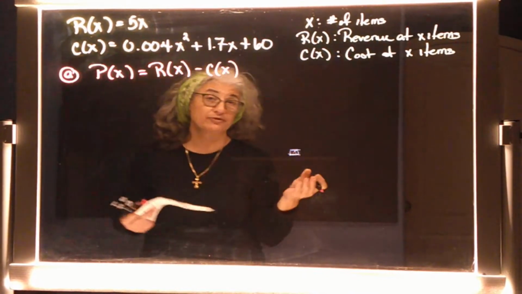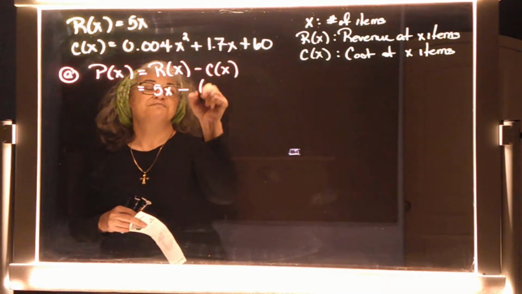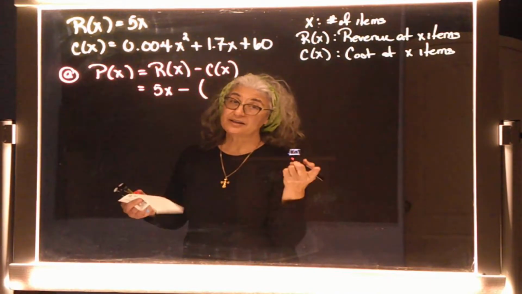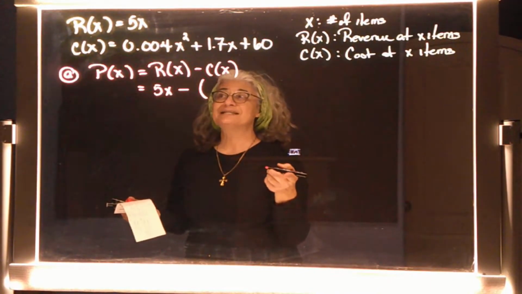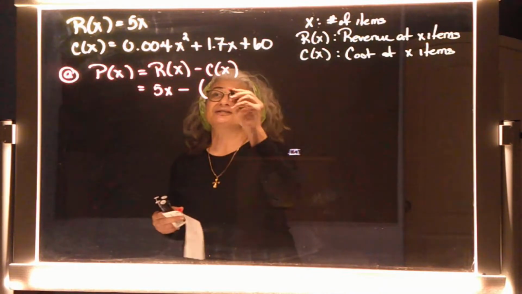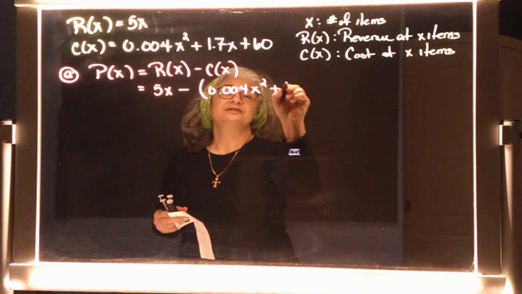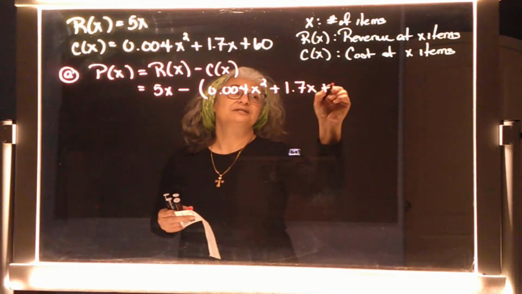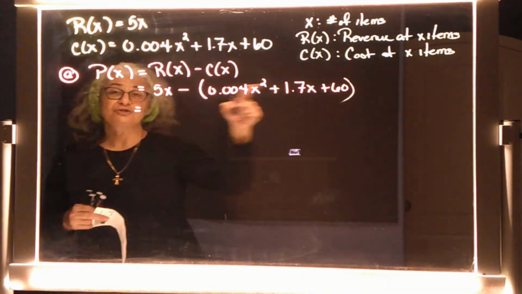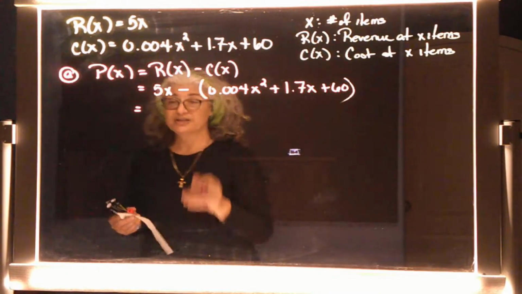And we have done that before, haven't we? Okay, so we're going to take the revenue function of 5x minus the cost function. Please put the cost function in parentheses. Why? Because you know you're not just minusing one of those terms, you're minusing all 3 of those terms in the cost function. So 0.004x squared plus 1.7x plus 60, that's all getting subtracted off. And after you distribute the minus sign and collect like terms, this is what I got.